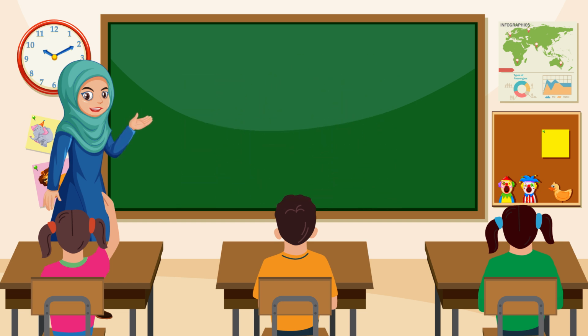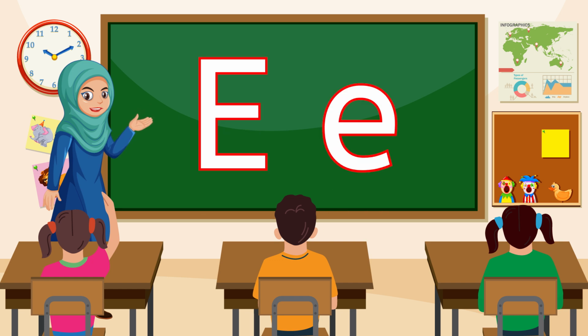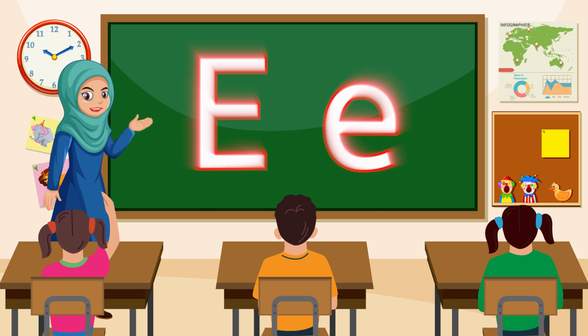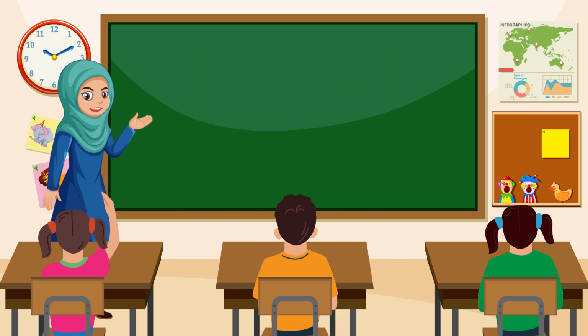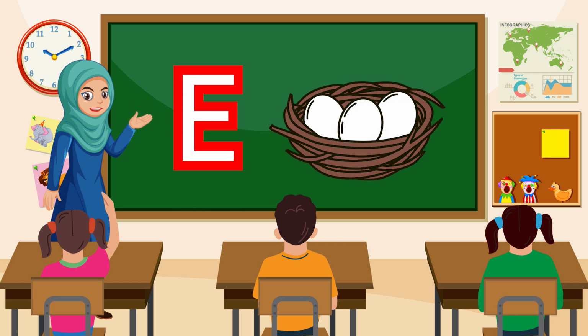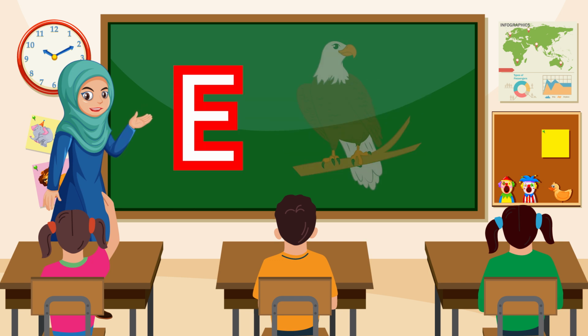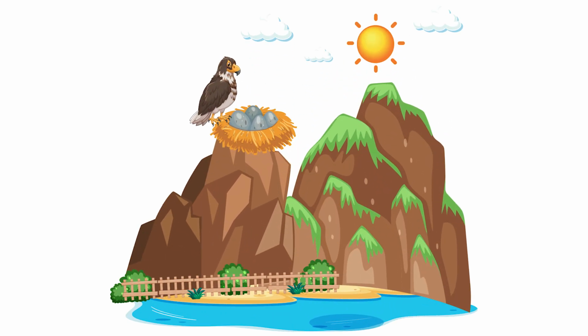Today, we will learn about letter E. Letter E is the next letter after letter D, and it has two sounds, E, egg, and E like eagle. Look at this picture. What do you see in this picture?